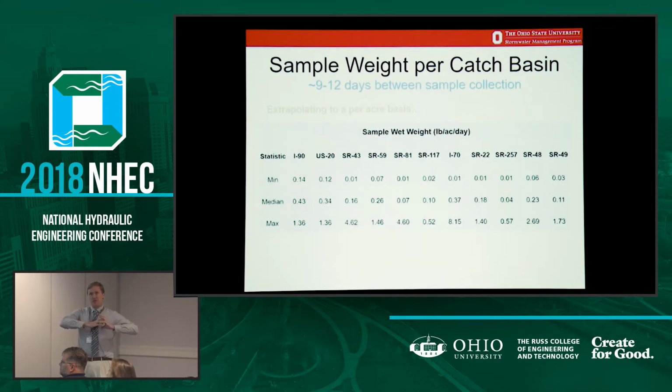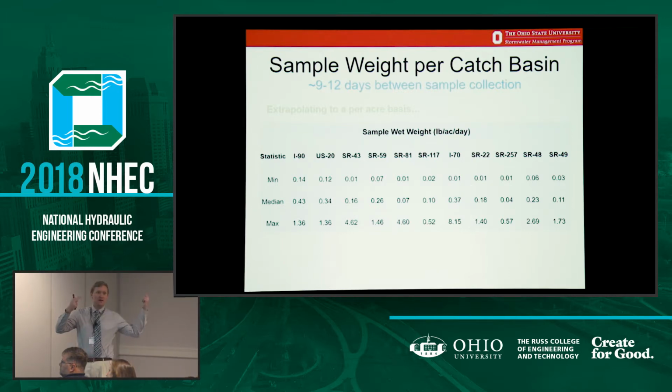If we then extrapolate quite a bit to a pounds per acre per year or pounds per acre per day type of basis, you can see median pounds per acre per day, taking into account the watershed area to each of these catch basin inserts, is really somewhere between 0.1 and 0.5 pounds per acre per day.